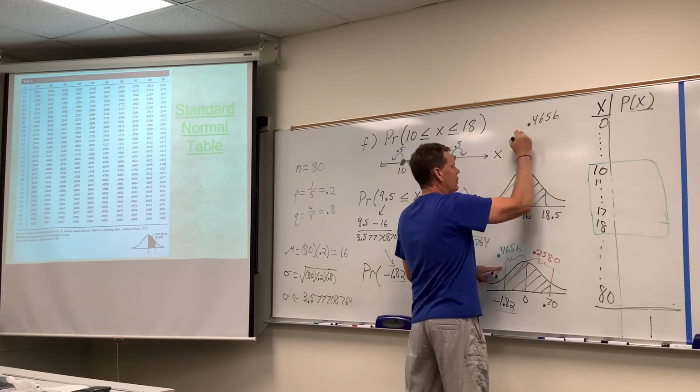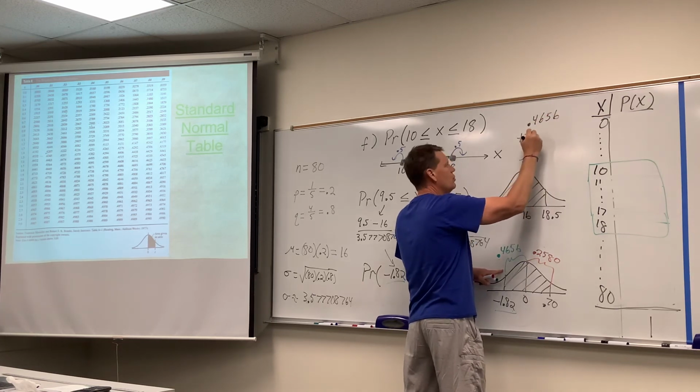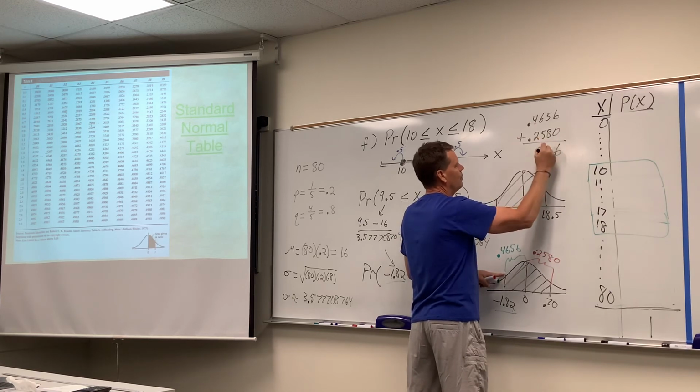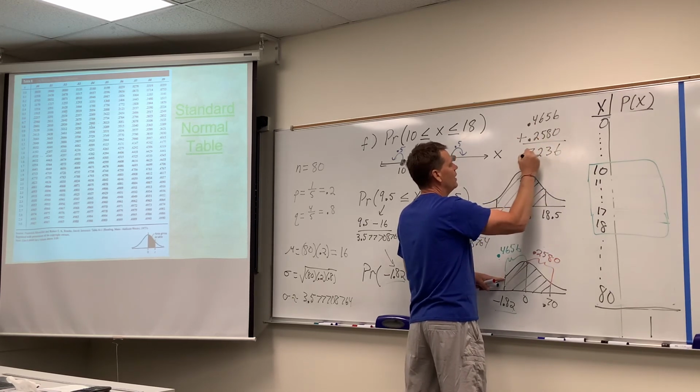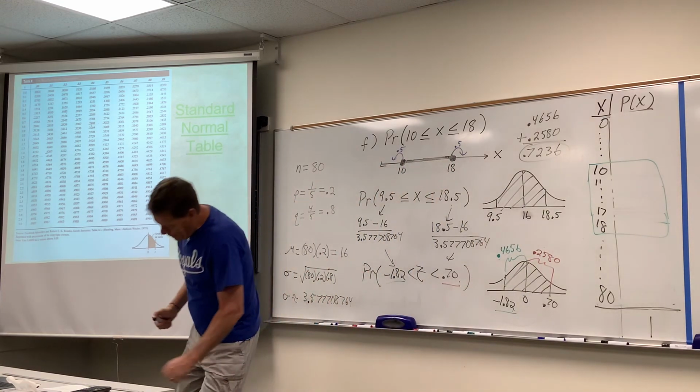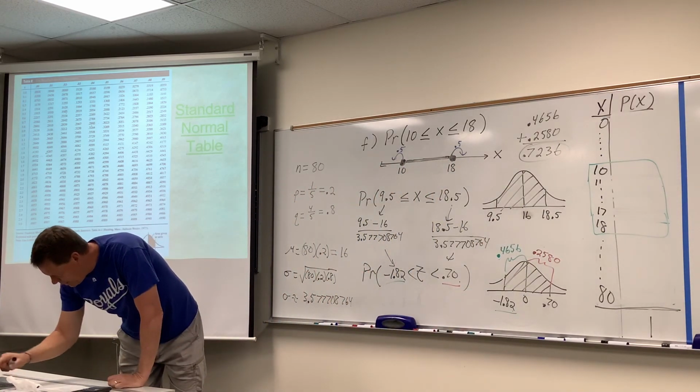0.4656 middle sliver plus 0.2580 middle sliver. 6, 13, 12, 7. I'm adding like I was taught in grade school. I hope that came out right. I'm nervous. Let's look at the answer.